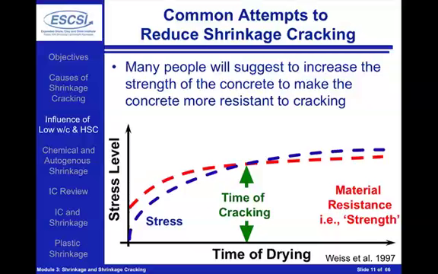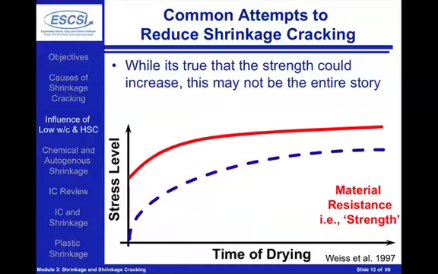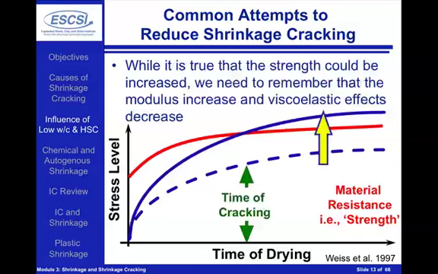So what you'll see people doing is moving to lower water to cement ratio mixtures. This will make the concrete stiffer. This will make the concrete have lower viscoelastic performance. And what they'll do is they'll increase the strength with the idea that, well, if we raise the strength high enough, we can get above the stresses that develop in the system, and we may not have cracking. And while this is an interesting approach, this may not really tell us the entire story, and we have to look at what increasing the strength does to all of the other properties that we've been previously talking about.